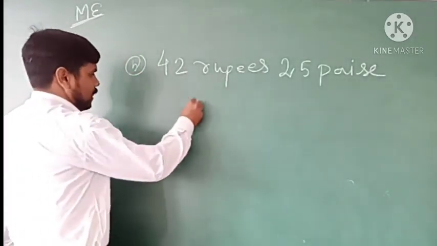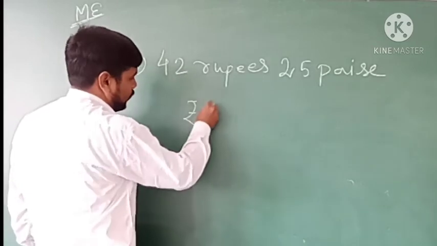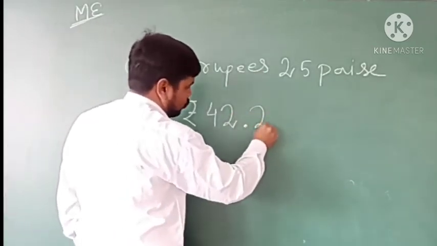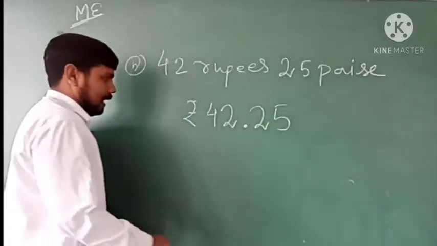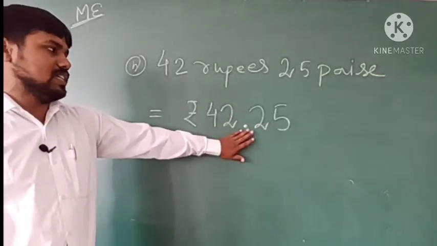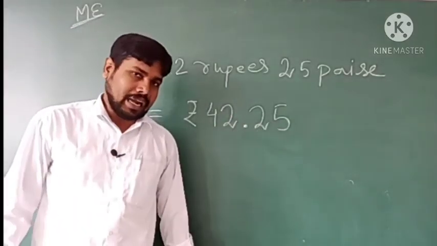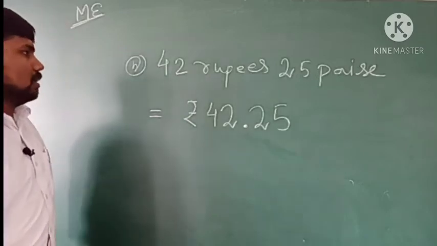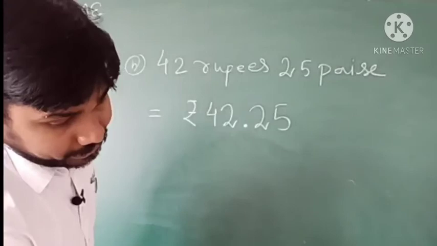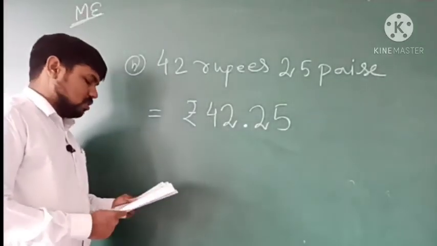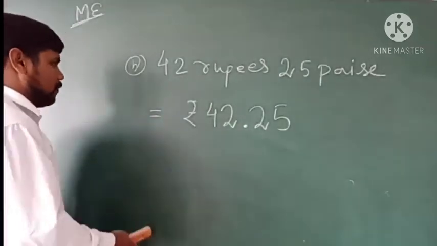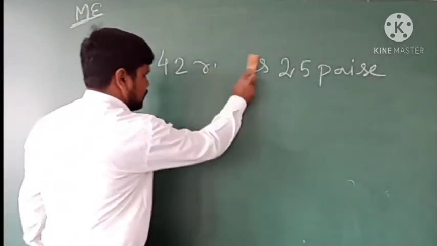If you write in figures, it will be rupees 42, then after the decimal you will write the paise, so 25 paise, right? So this is how you can write this. So wherever it is 42.25, you have to match with that. In this way you have to check and match with the correct options of question number 2, right? Questions 1 and 2 you can do in the book also. So everyone do 1 and 2 quickly in the book.